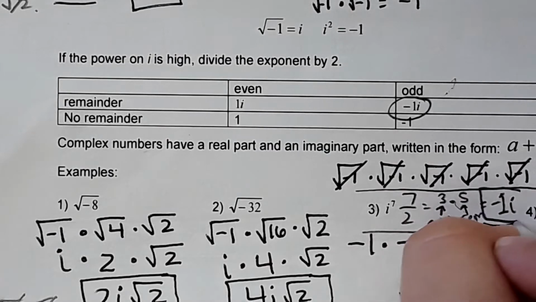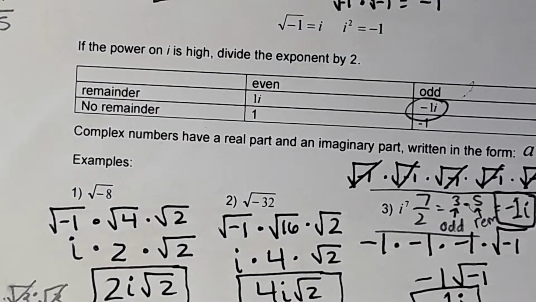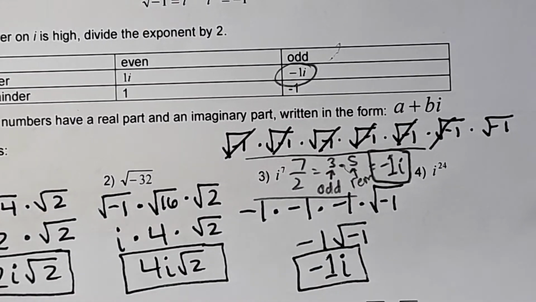So the only answers can be 1i, 1, negative 1i, or negative 1. Okay. And if you needed to, you could write it all out. So if this comes up on a test, one of these questions, are the 4 answer choices just going to be those 4? Yep. Okay.